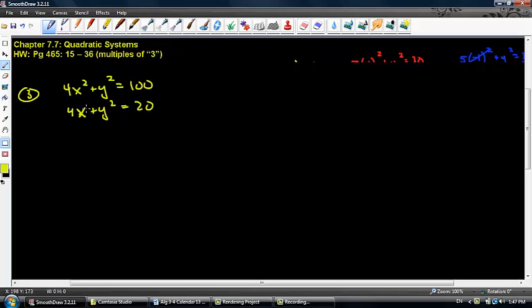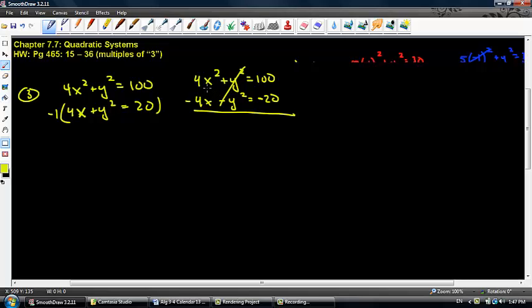Okay, number 3 here. Just like a linear system, sometimes we have to manipulate one in order to make it match, and that's fine. We get 4x squared plus y squared equals 100, and then on bottom we're going to get negative 4x minus y squared equals negative 20. Now the reason why I included this as an example is because I want you to make sure you do not fall into the trap of making this 0x squared. 4x squared minus 4x is really 4x squared minus 4x equals 80.